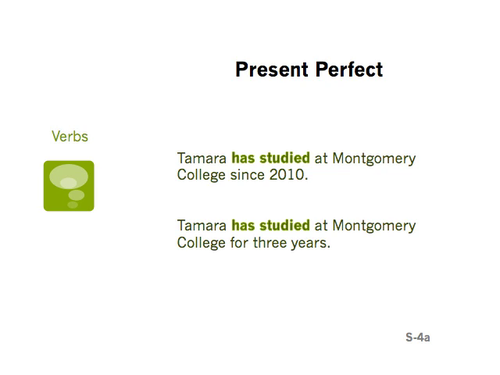Tamara has studied at Montgomery College since 2010. We know when the situation or action began, 2010, and the present perfect tense tells us that the situation is still in progress. The present perfect tense is often accompanied by the signal word since, as in the first example, or for, as in the second example. Tamara has studied at Montgomery College for 3 years.